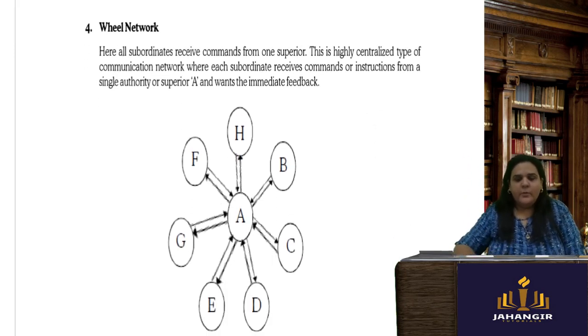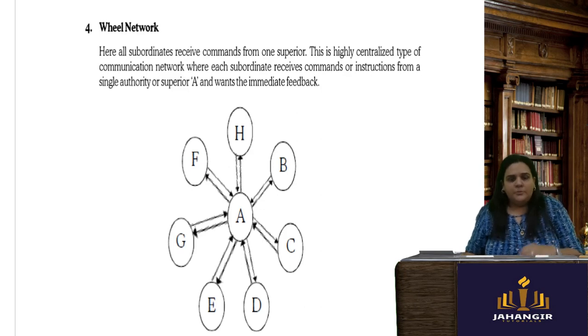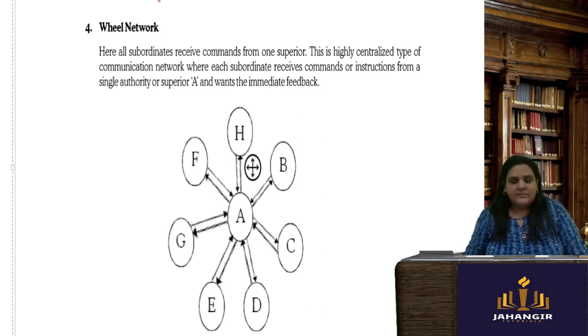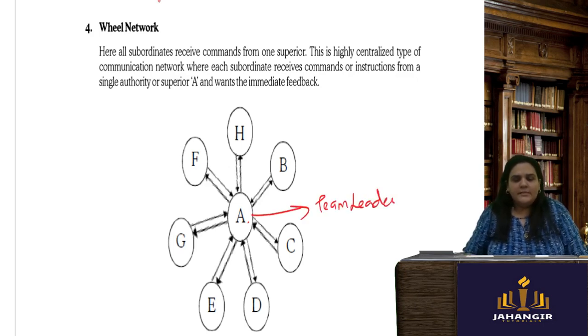Then wheel network. Wheel means there is one superior person. Others are receiving commands from that particular superior only. Say this is the head of the sales department, and he has all these sales executives. So he is transmitting information and communication to B. B is again communicating back to A. A is also transmitting information to C. Say this is a team leader, for example, and all these are his team members. It becomes a wheel network.